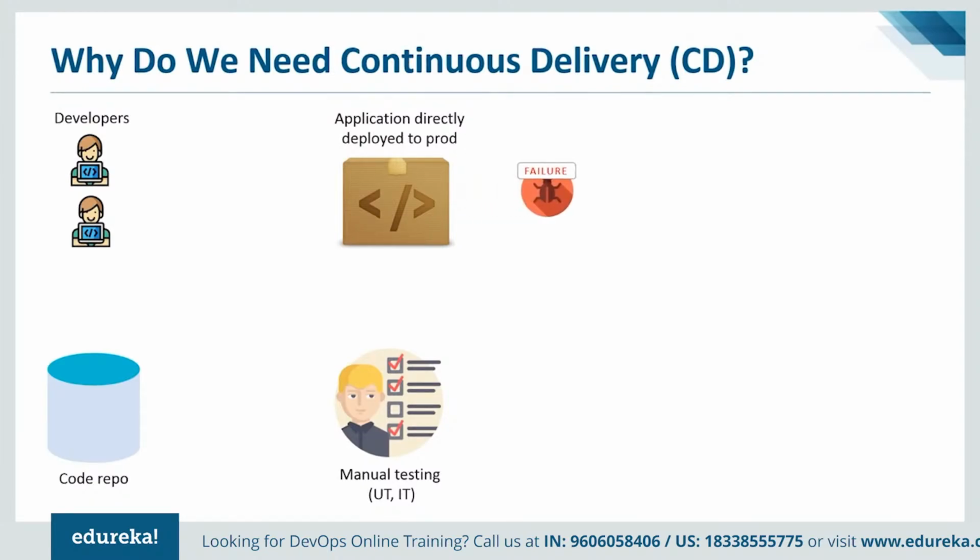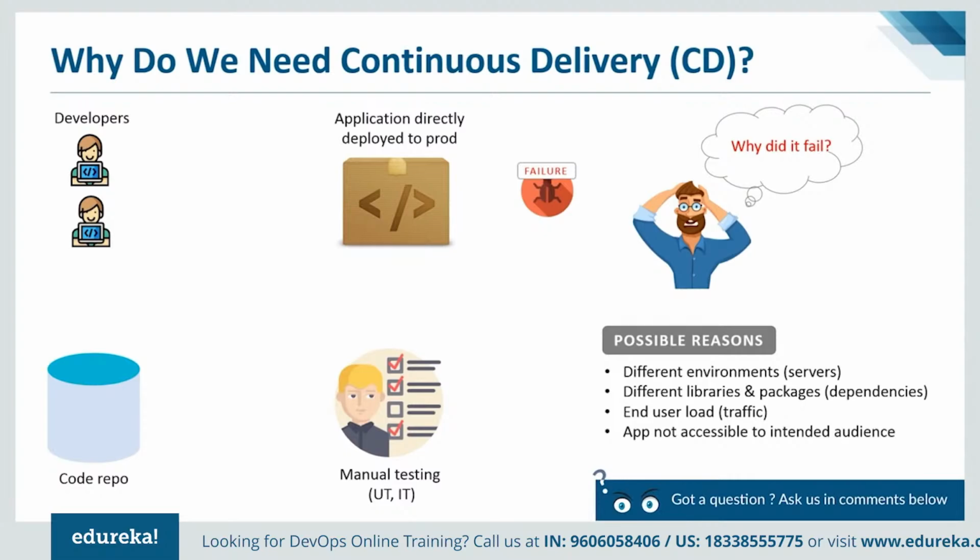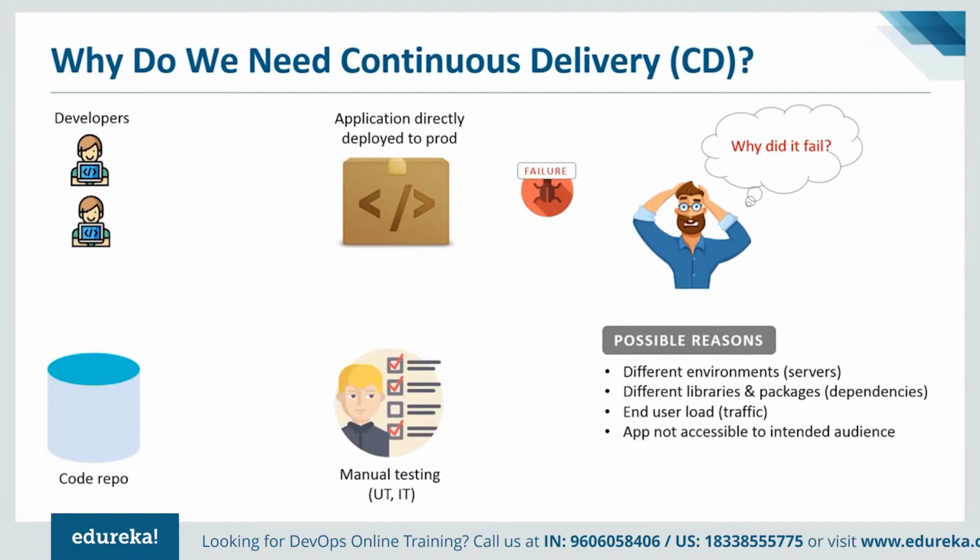But this has resulted in a failure. Now, why did the application fail? Let's look at a few reasons as to why this happened. The first reason is that the environment in which the application was tested is different from the production environment. If the two environments are different, they're going to support different libraries and packages. So that's why the code was compatible on the testing environment and not on the production environment. Now the next reason is that the production server is not capable enough of handling the end user load, because of which the server crashes. And lastly, the application is not accessible to the users.